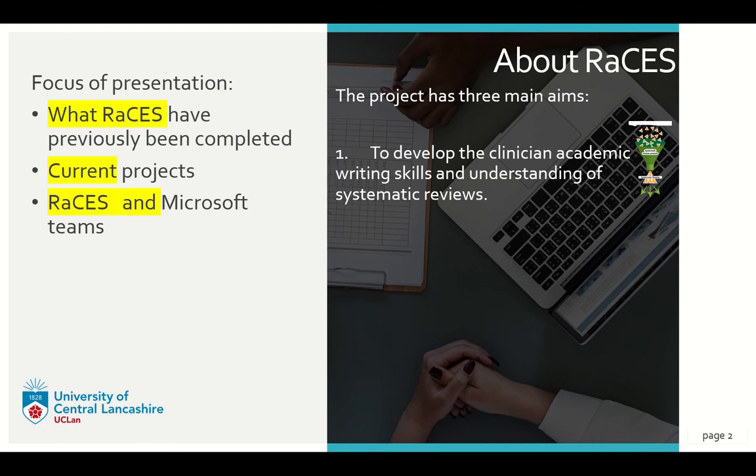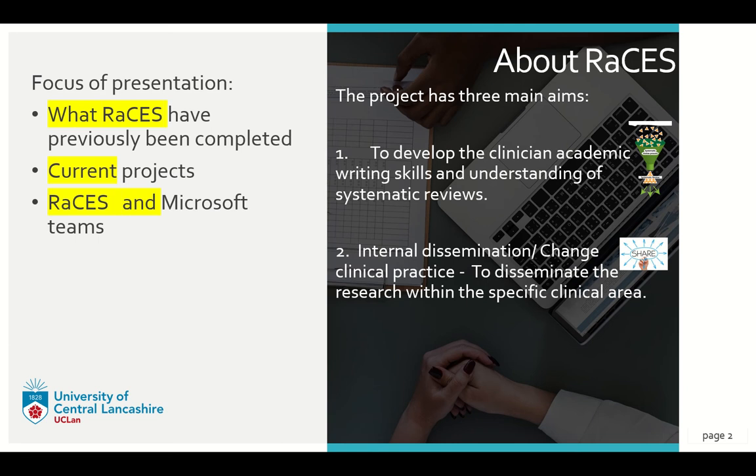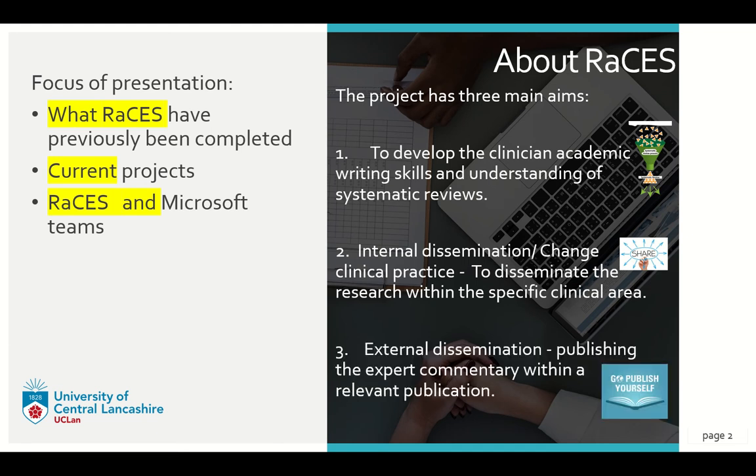RACE projects have three main aims. The first one is to develop clinical members of staff's skills. So what we're trying to do is upskill their knowledge around how to interpret and apply systematic review evidence. The other element we want to do is internally share the evidence. So hopefully with the new evidence you'll implement the particular change or recommendations based on the evidence gathered from the systematic review. The final thing is, as well as internally publicising the research, we'll also try to externally publish the research.